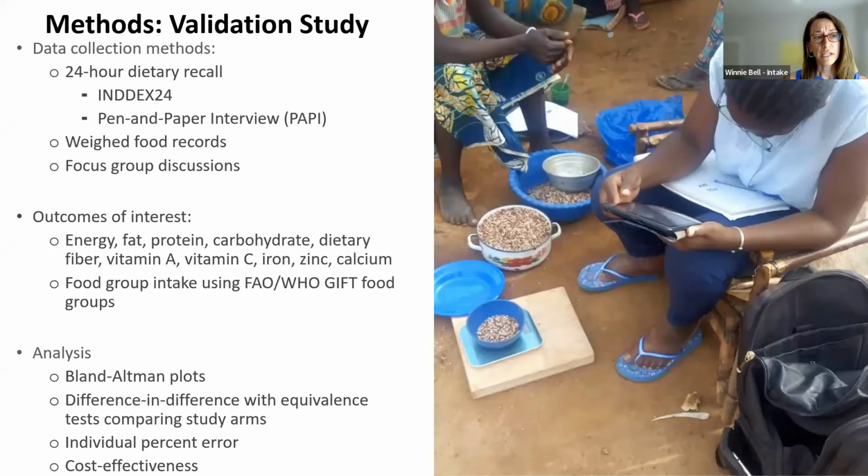So for the validation study, from a data collection perspective, we had the two different modalities for the 24-hour recall, either Index 24 or pen and paper. We used weighed food records as the benchmark, and then had a series of focus group discussions. The outcomes of interest are listed here, along with the analytical approaches we used. We conducted a difference in difference type analysis with equivalence tests, where we compared each 24-hour recall modality to the weighed food record, and then the difference of those two arms to each other. We looked at individual percent error and the cost effectiveness.